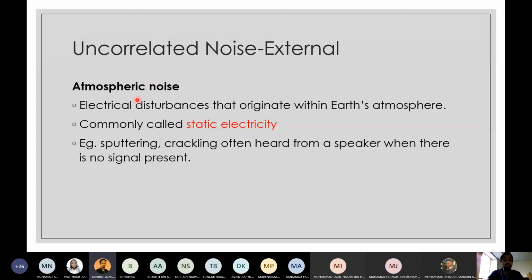So external, we have atmospheric noise. We also call it static electricity. Okay, the most common is when you hear sputtering or crackling. Kalau you dengar radio tu, kadang-kadang bila you tukar channel, you dengar itu, ataupun speaker. Speaker PA system tak ada orang guna pun kadang-kadang ada bunyi. Bila you on tu, dia itu adalah static electricity caused by electrical disturbance in the atmosphere.